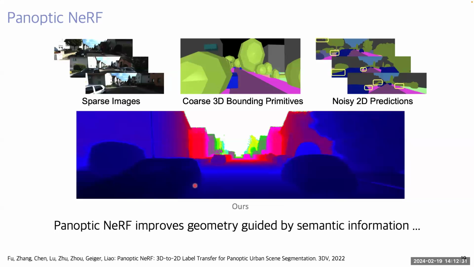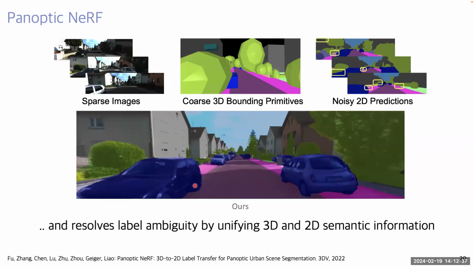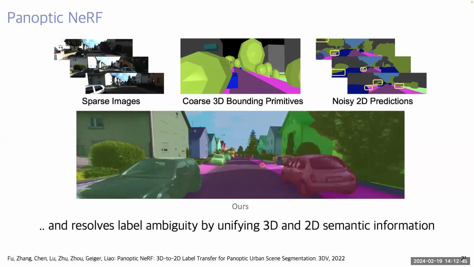And in Panoptic NeRF, we improve geometry guided by the semantic information. And this is the depth map that we obtain. And this is the result that we obtained. So it actually performs better than the previous methods that I mentioned, and is also able to render panoptic labels.